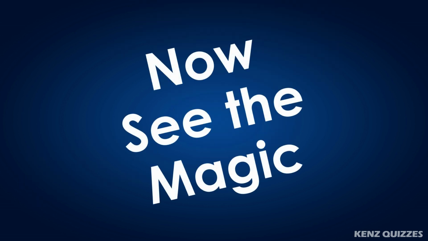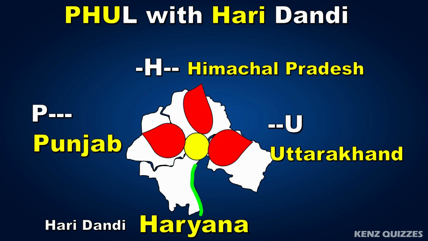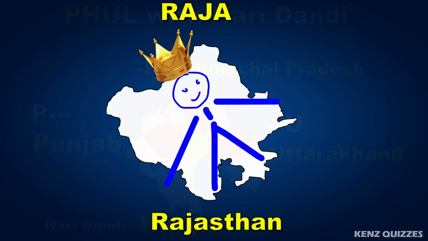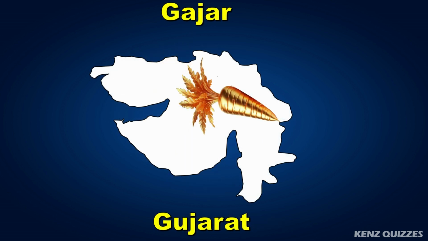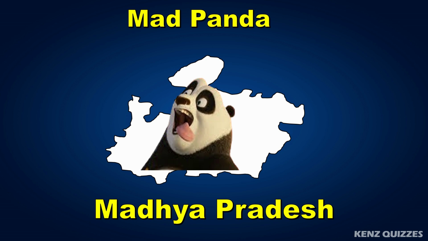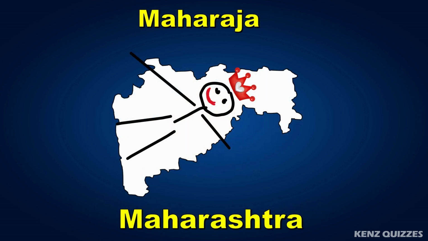Now see the magic. Pool with Hari Dandi. P means Punjab, H means Himachal Pradesh, U means Uttarakhand, and Hari Dandi means Haryana. Raja means Rajasthan. Gajar means Gujarat. Maid Panda means Madhya Pradesh. Maharaja means Maharashtra.